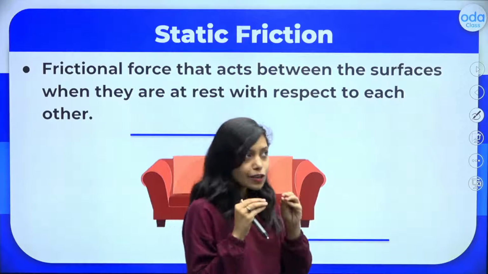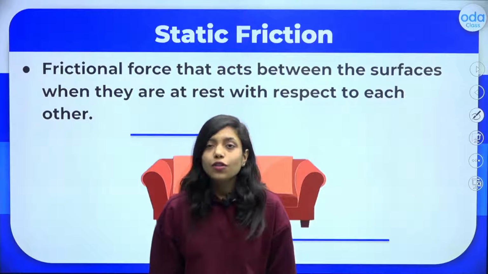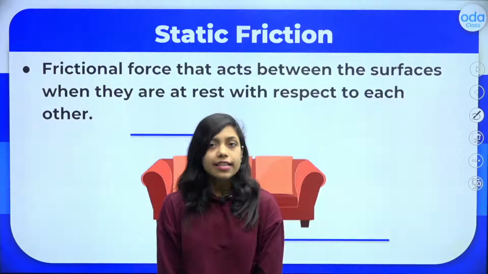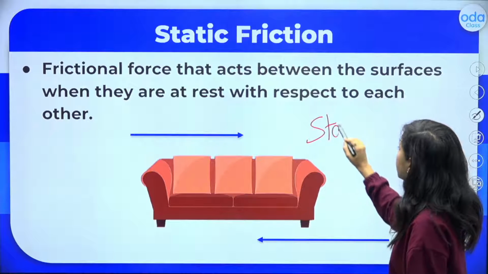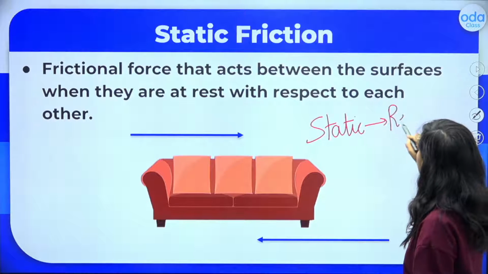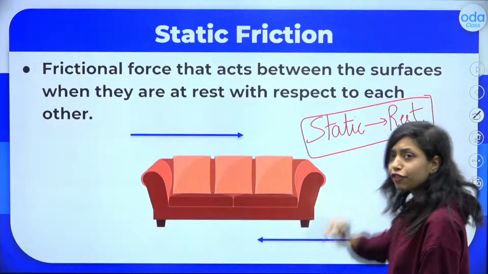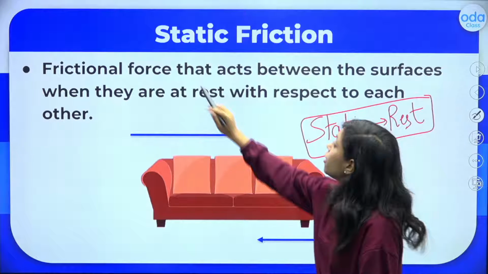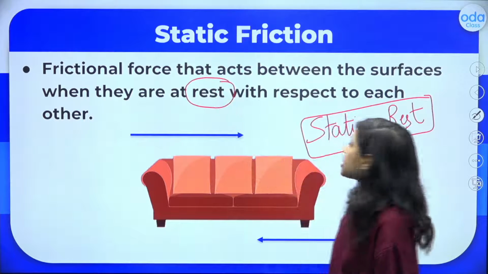Static means you just have to remember rest. You're not moving at all. If I'm standing still, that is static. I'll give you a very simple clue: static means rest. Just remember this word, and you can easily understand what static friction is. It is the frictional force that acts between surfaces when they are at rest with respect to each other.